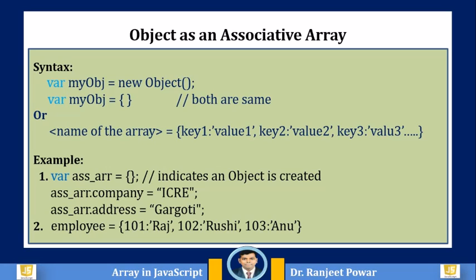An empty object, we can also say an empty associative array, can be created using two different syntaxes. Or you can create an associative array using a second type of syntax, that is, the name of the array is equal to a collection of key value pairs. You can see it in the syntax. You can store data by key and value pairs.